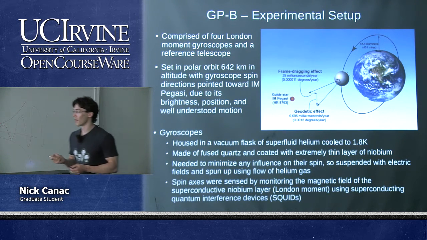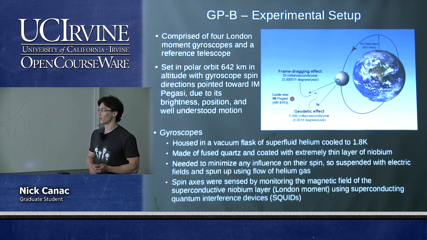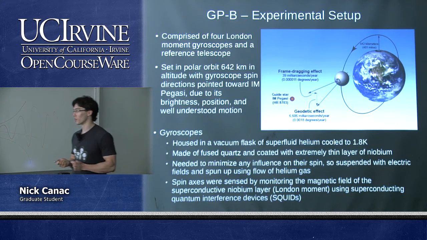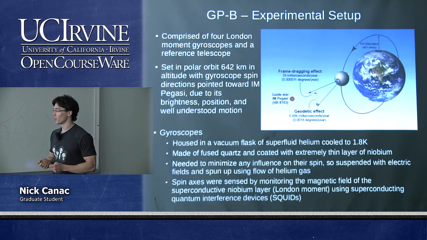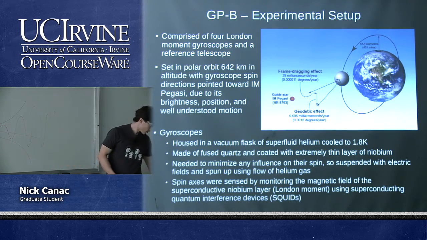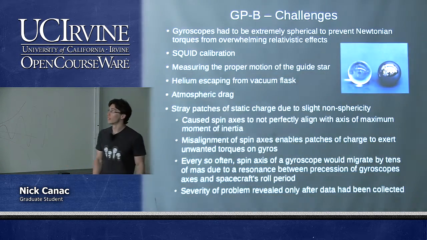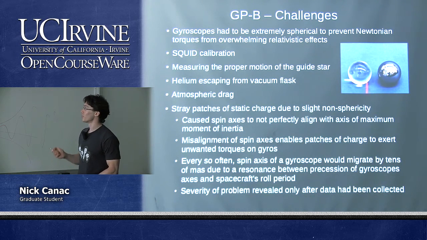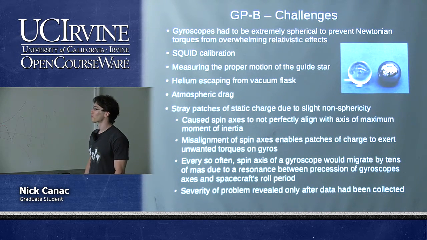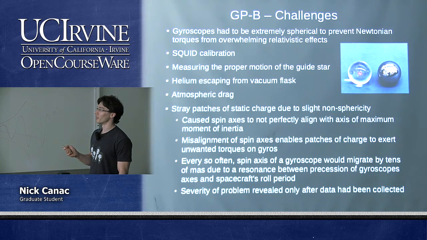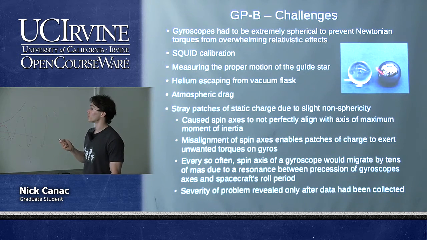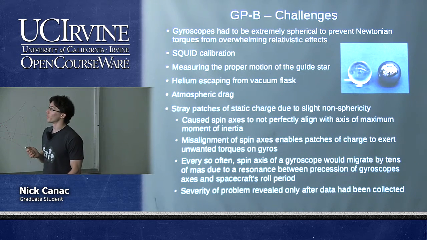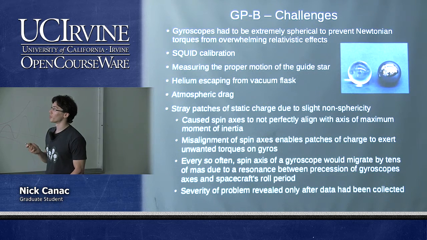These are just some other facts. The gyroscopes had to be stored in vacuum flasks, supercooled to 1.8 Kelvin. They had to minimize any torques or interactions, so they had to suspend them with electric fields. So they faced a lot of challenges. Here's just a picture of the gyroscopes. They're made out of fused quartz, and then they coated them with niobium, which is just the metal. That's shown there. Again, they had to be really spherical.